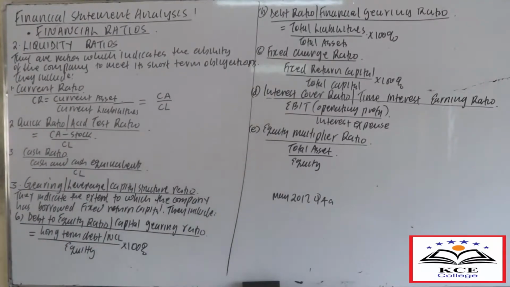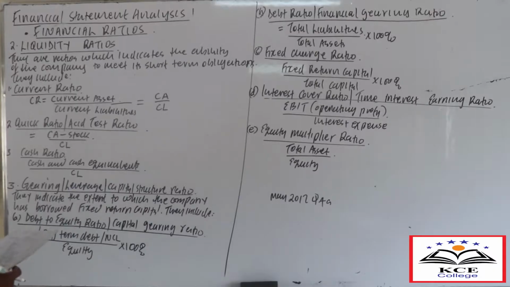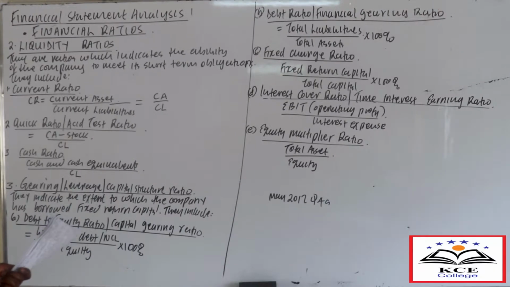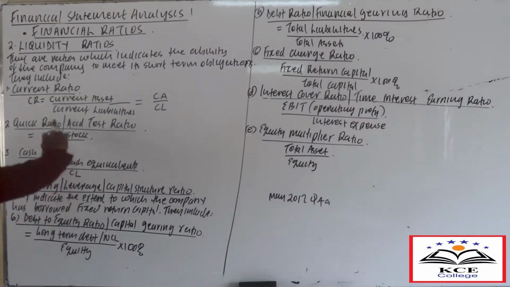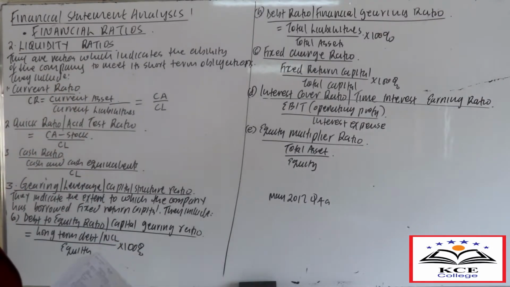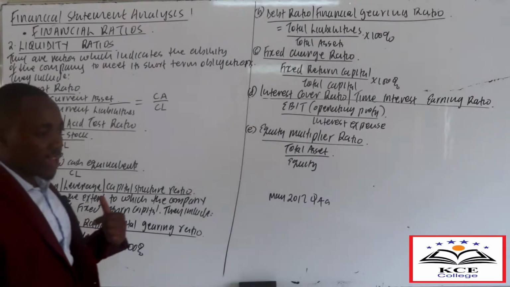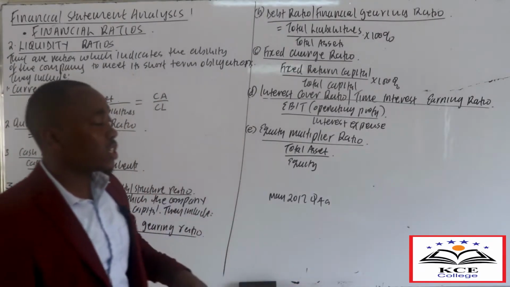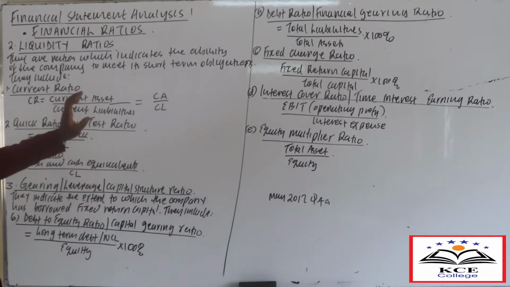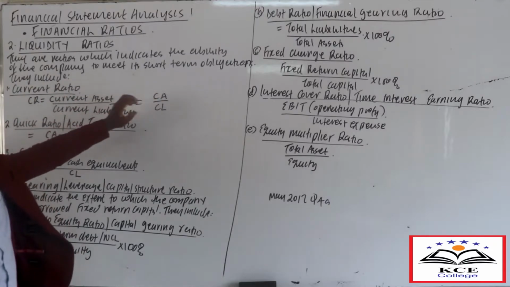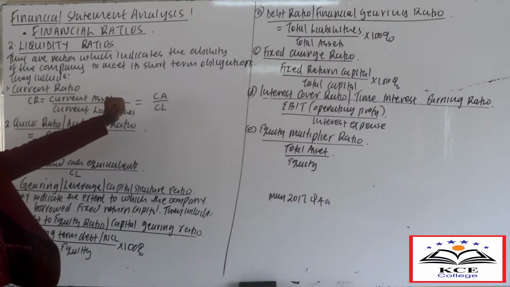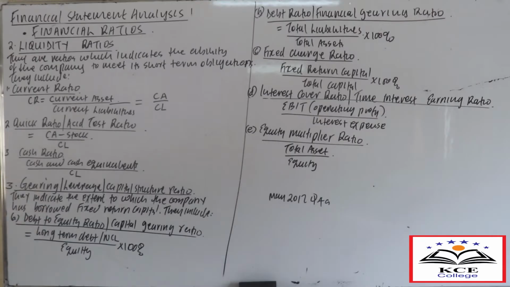So now let's go to the second category. The second category of financial ratio is the liquidity ratio. I have looked at valuation of investors ratio, so number 2 is the liquidity ratios. Liquidity ratios are ratios which indicate the ability of the company to settle short-term liability or short-term obligation when they fall due. They are the simplest and easiest ratios we have.